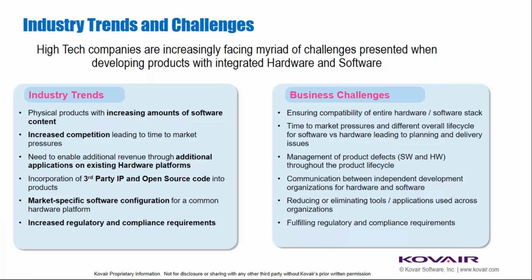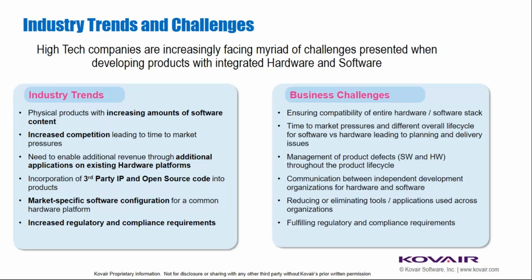Now, as the industry is changing, the amount of software content in the world is significantly increasing. And when it is increasing, is the competition also increasing in this space? We need to enable additional revenue through additional applications on existing hardware platforms. Companies doing hardware are not just in hardware, they are putting hardware and software together. There are more open source providers out there. More and more third-party IPs are being integrated into software. And market-specific software configurations keep growing.